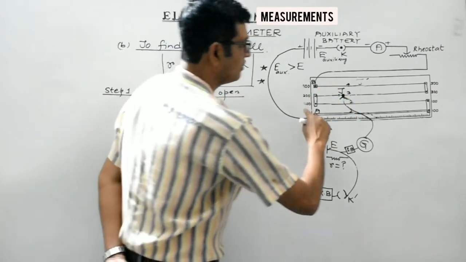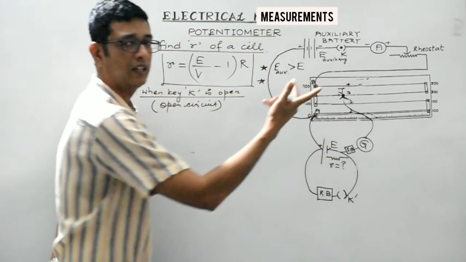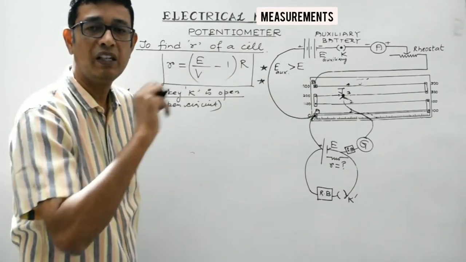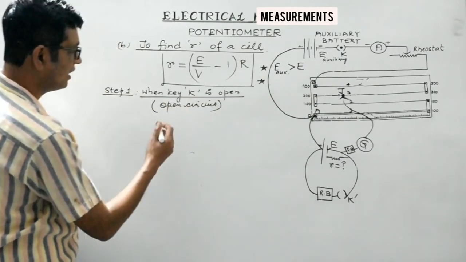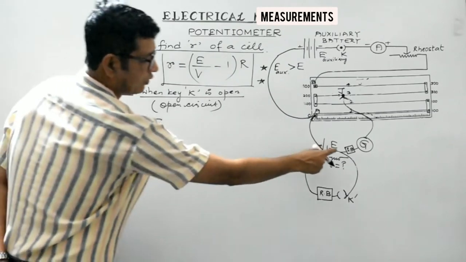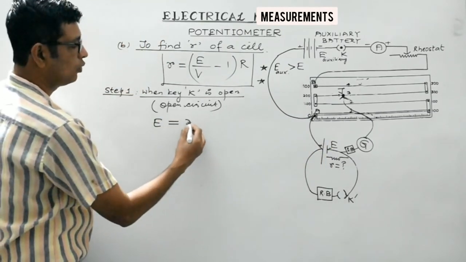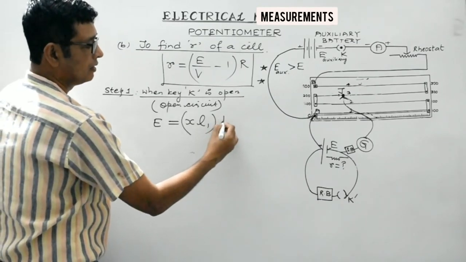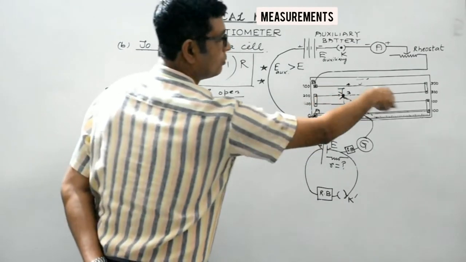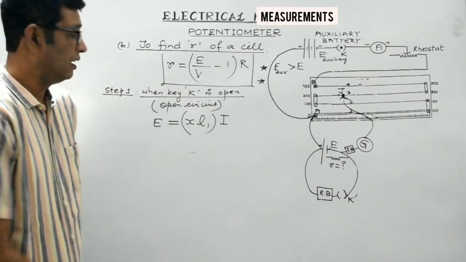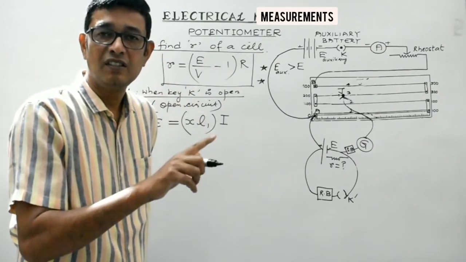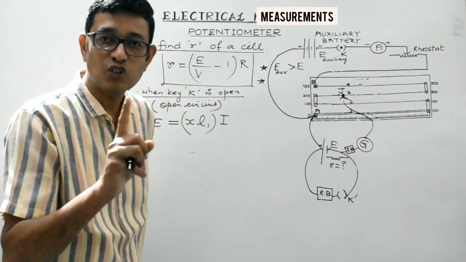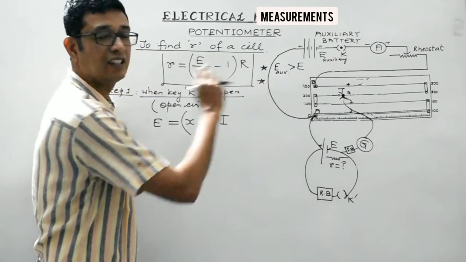So that can be easily measured: 100, 200 and 225. Let us consider it to be L1, right? So in that case, the EMF of this particular cell would be equal to X into L1 multiplied by the constant current which is made to pass through it.